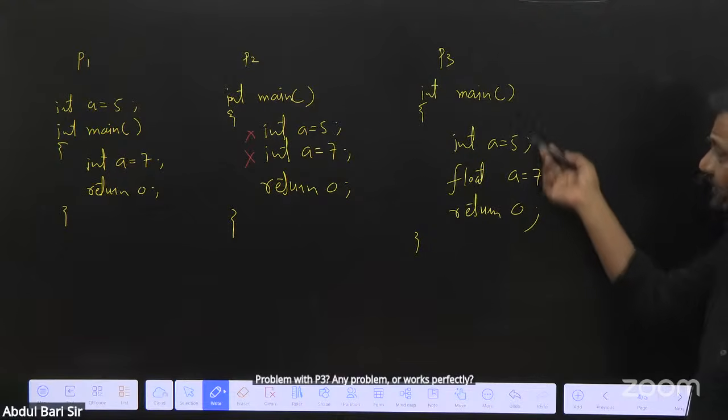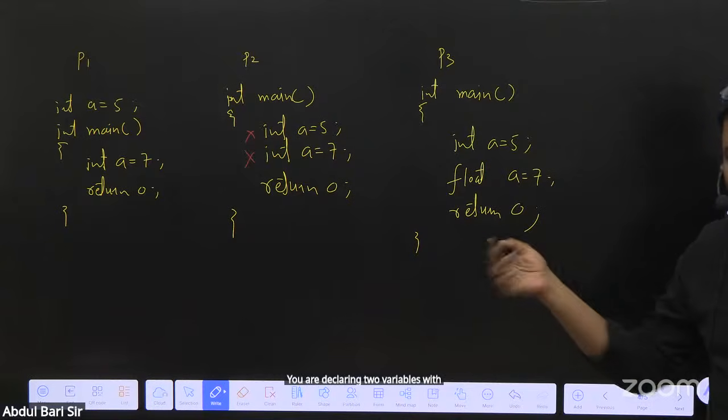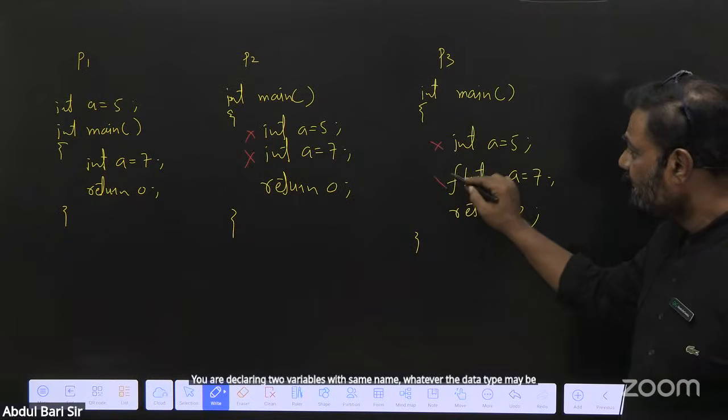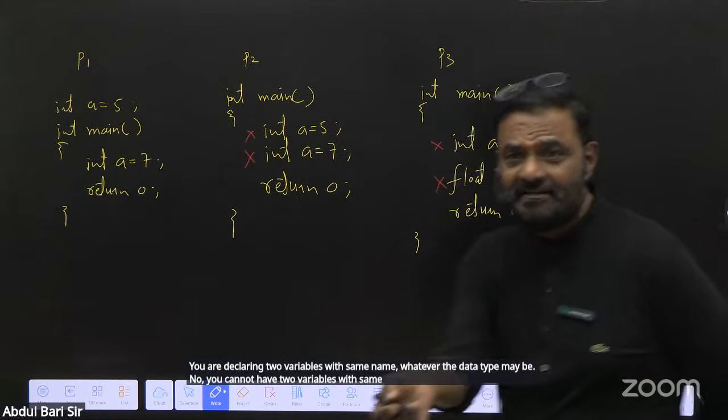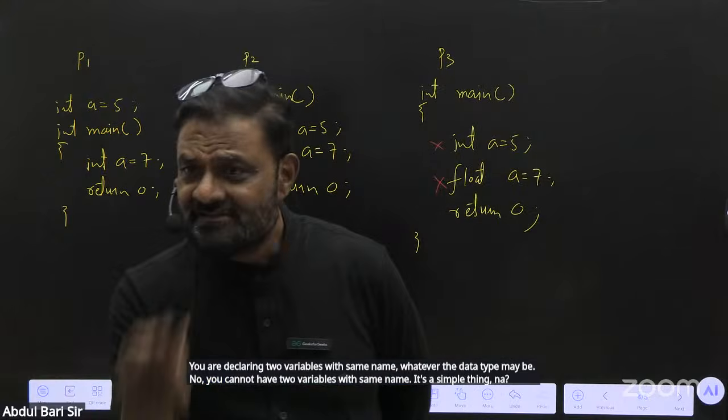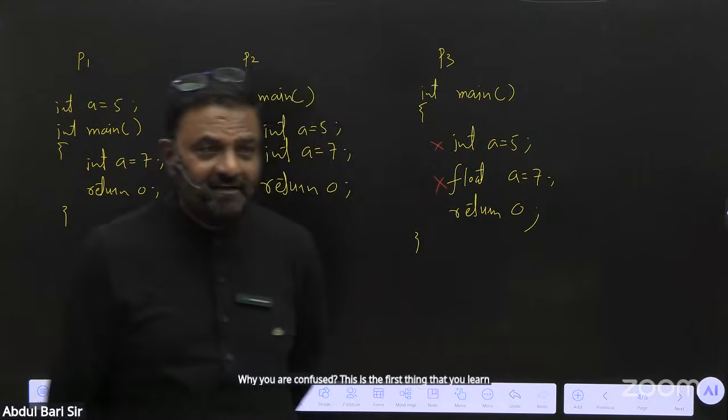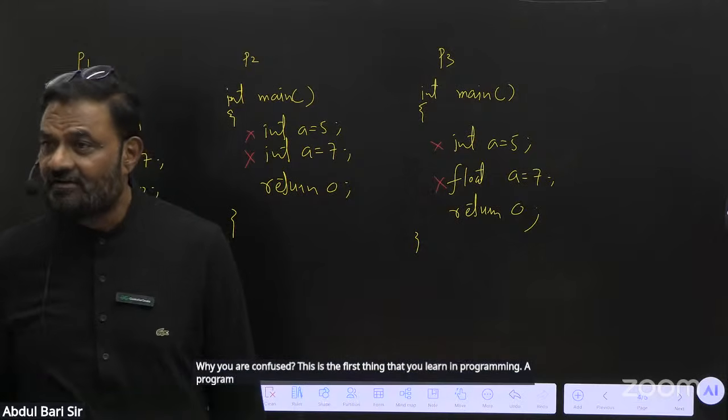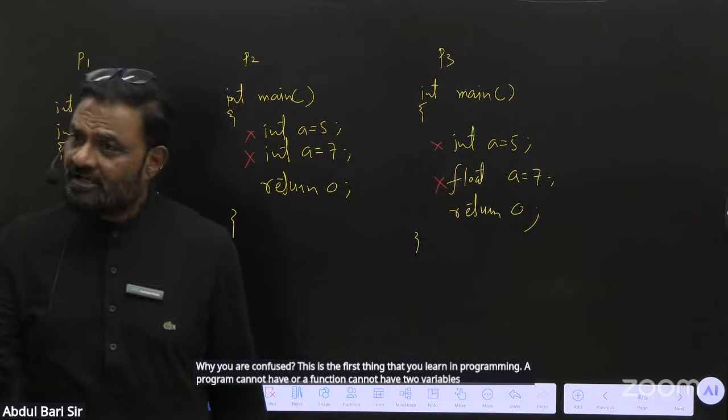You are declaring two variables with same name, whatever the data type may be. No, you cannot have two variables with same name. It's a simple thing, na? Why are you confused? This is the first thing that you learn in programming. A program cannot have, or a function cannot have, two variables with same name, whatever the data type may be.